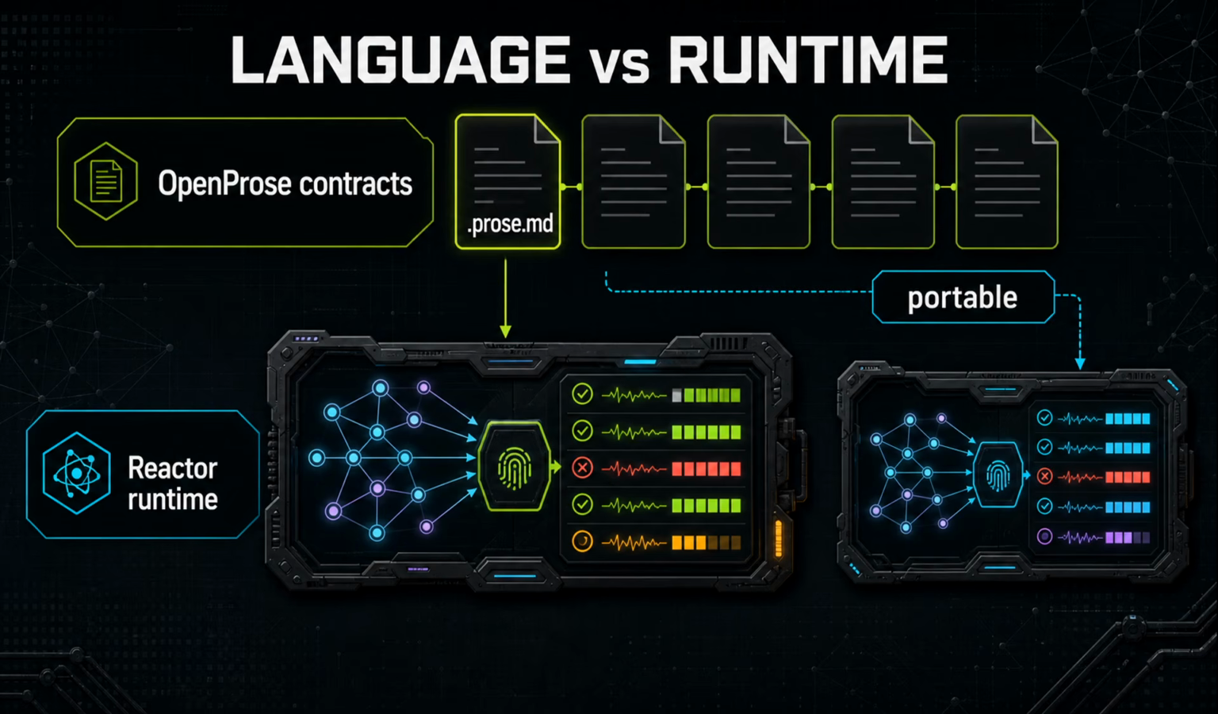Yeah, and those contracts are portable, by the way. Imagine pointing a different runtime at the same markdown files later. Reactor is the recommended fast path, not a cage the language is locked into. So why follow the runtime today instead of the language? Because the runtime is where the memoization, the dependency graph, and the receipts live. So that is the layer that earns our full attention today.